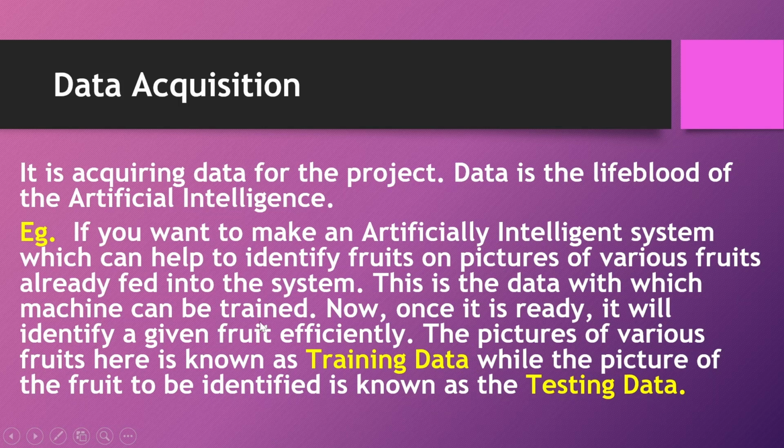Now you can see two terms here, that is training data and testing data. What is training data? Training data is the data that we give at the time of training the machine, at the time of the learning stage, where the machine is acquiring the data. That data is training data. Now, what is testing data? Testing data is used at the time of evaluation, at the time of identification, where we want the output from the machine, where we are testing whether the machine is predicting the correct result or not. That data is known as testing data.